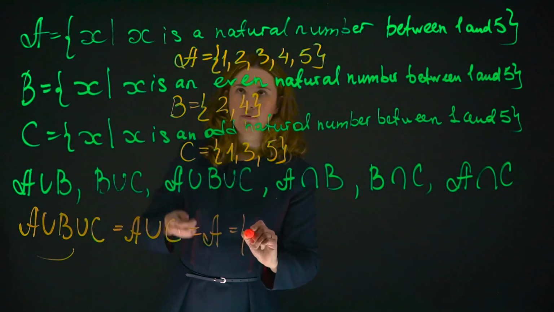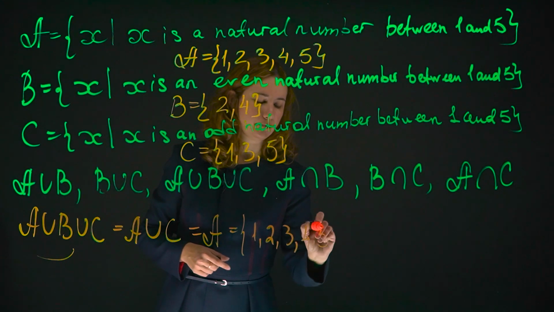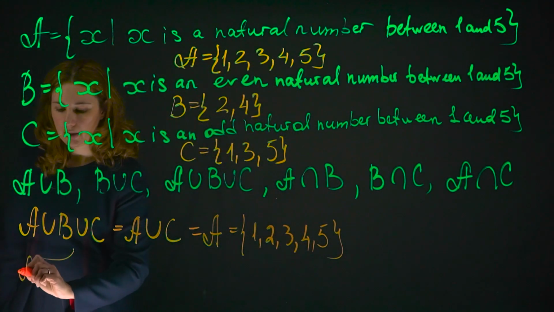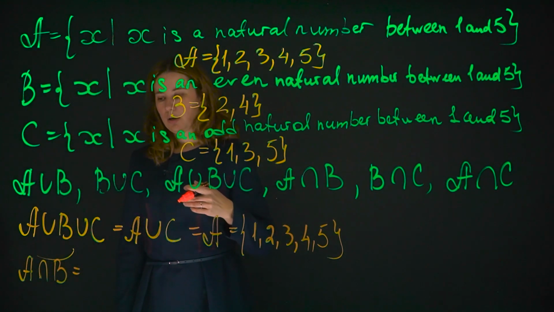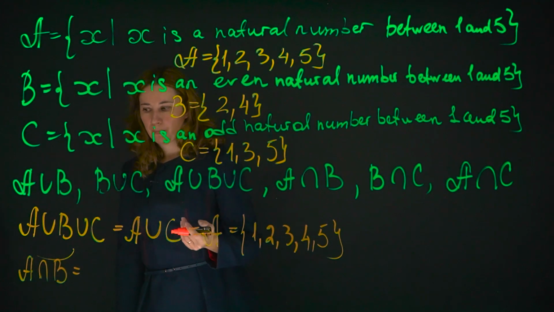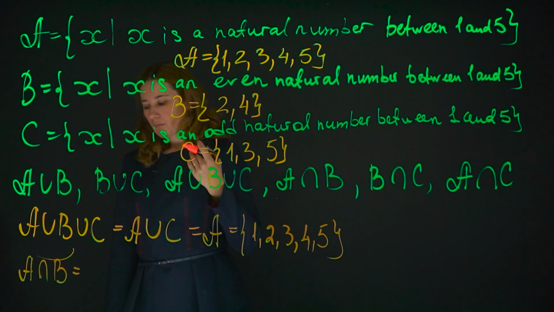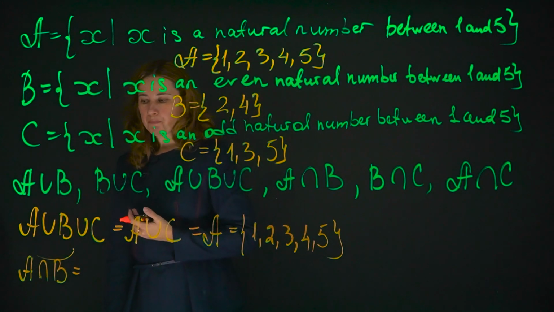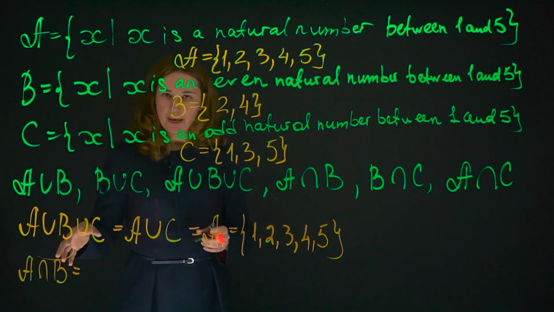All our 5 elements: 1, 2, 3, 4, and 5. Well, now A intersection B. So the intersection operation, or A intersection B, is a set of elements that belong both to A and B.